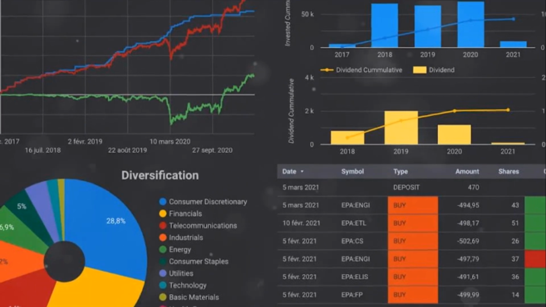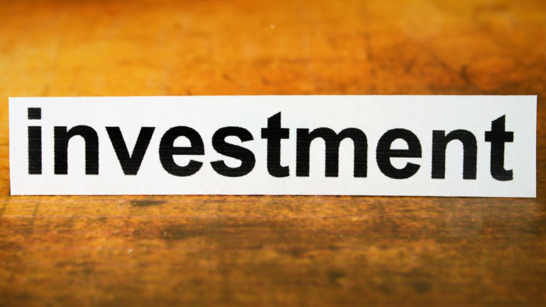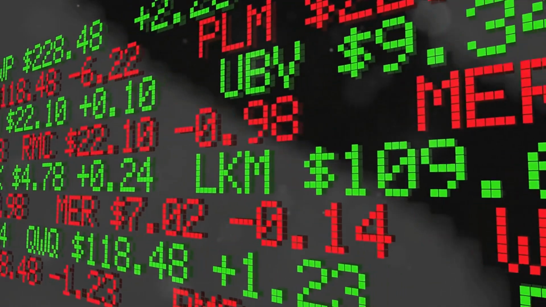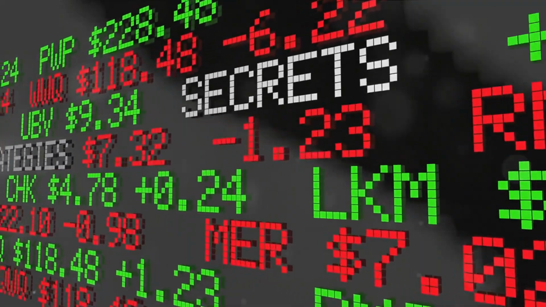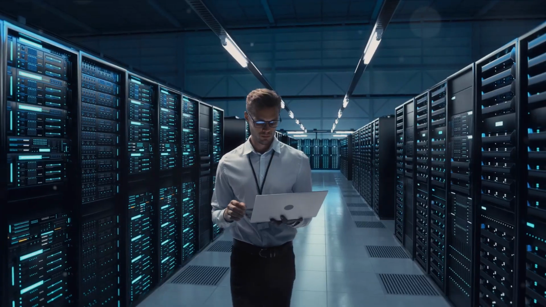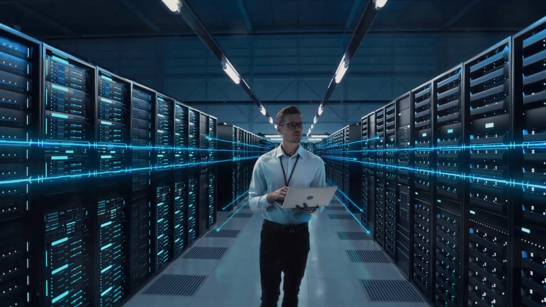So, next time you're pondering over your investment decisions, remember these concepts. They might just be the secret to unlocking your portfolio's potential. Because in the world of investing, knowledge truly is power.